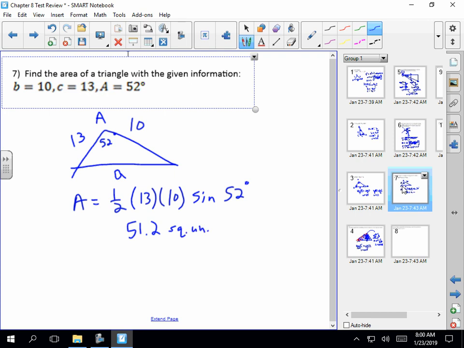So that's using our formula: area equals 1/2 AB sine of C. Of course, the A, B, and C are different, but just use the sides on each side of the angle here, and then the angle in between goes here, and you've got it.